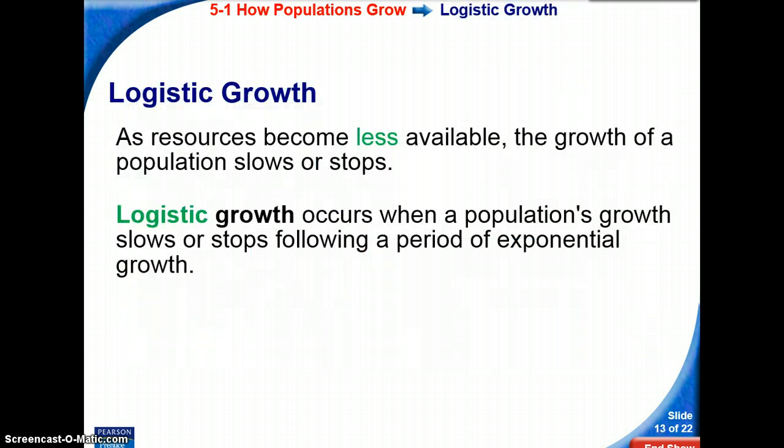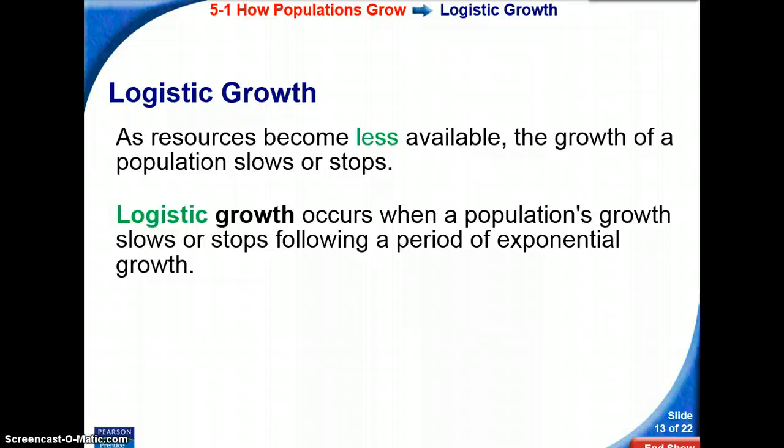The next one is logistic growth. The more and more people you get, or the more and more organisms that you get into an area, the resources are going to become less available. And during this time, when the resources become less available, the growth of the population is then going to slow down or stop. Logistic growth occurs when a population's growth slows or stops following a period of exponential growth.